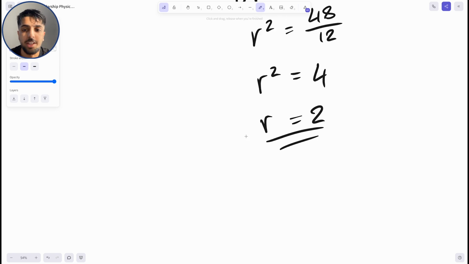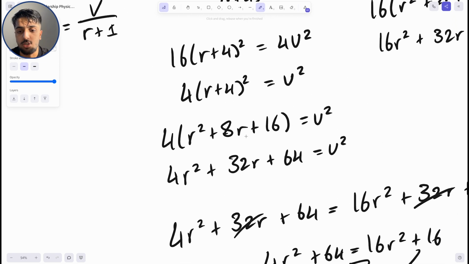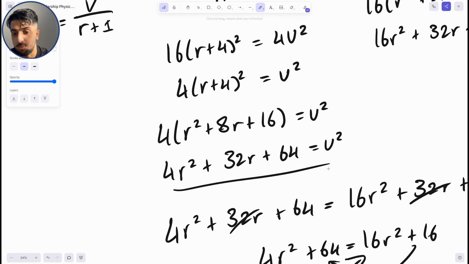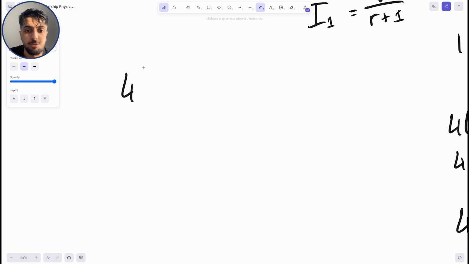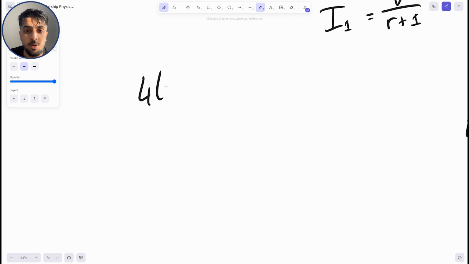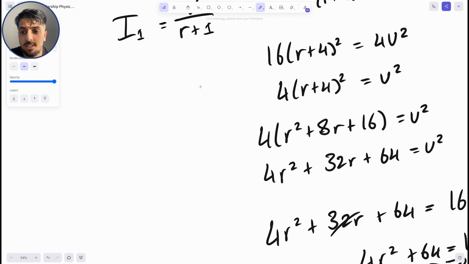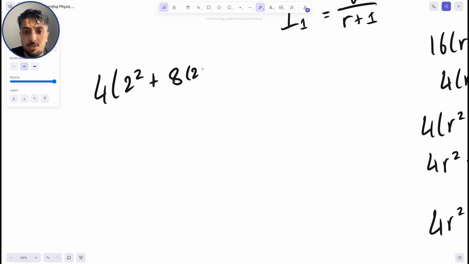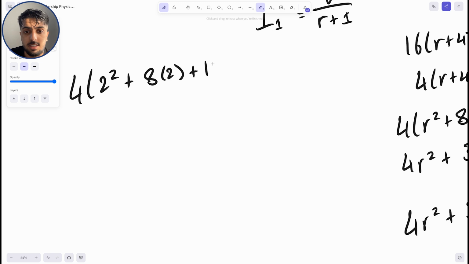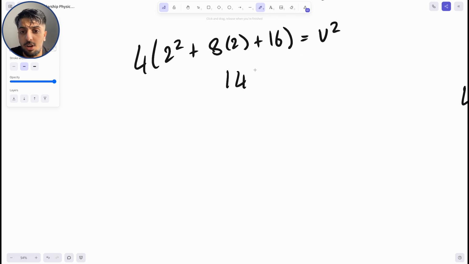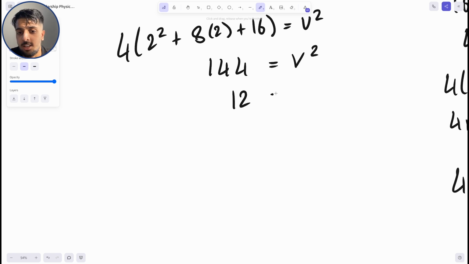That is our internal resistance. So now that we know the value of R, we can substitute it back into any one of these equations. Let's put it into that equation right there, and we can find the value of our V. So we have 4 times our R squared, which is 2 squared, plus 8 times 2 plus 16, and that's equal to V squared. Now that is equal to 144, which is equal to V squared, and as you can see, our voltage is equal to 12 volts right there. There we go.